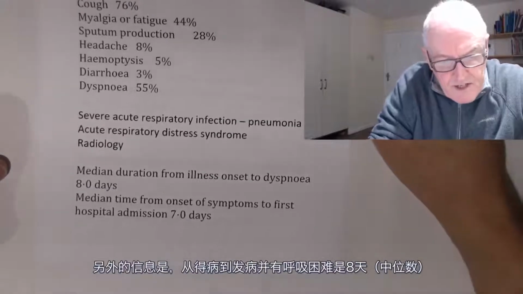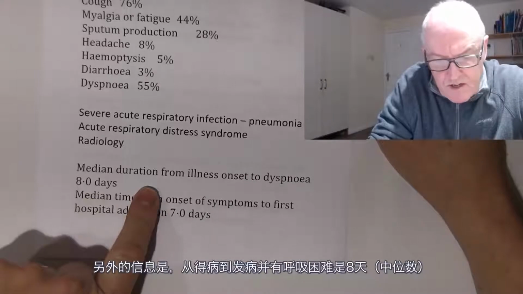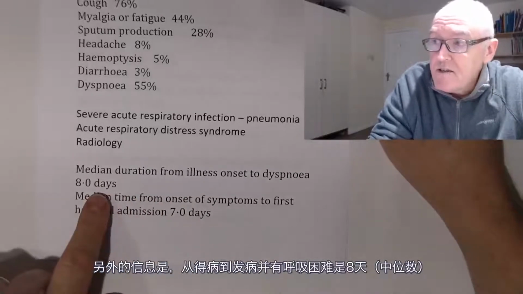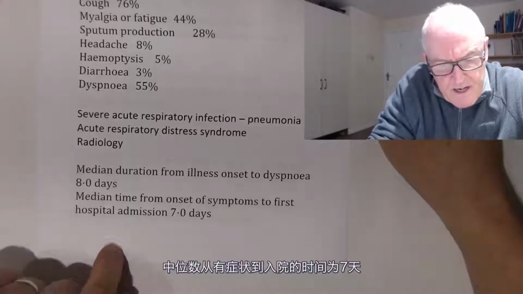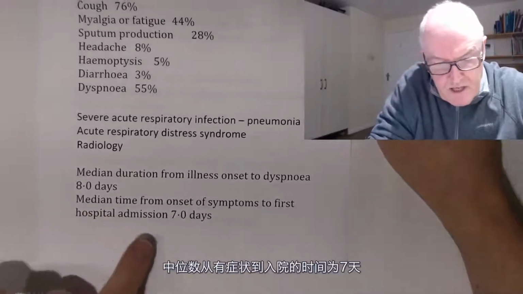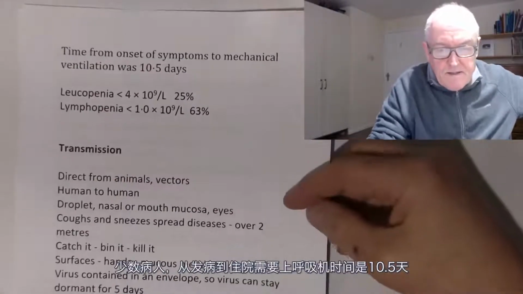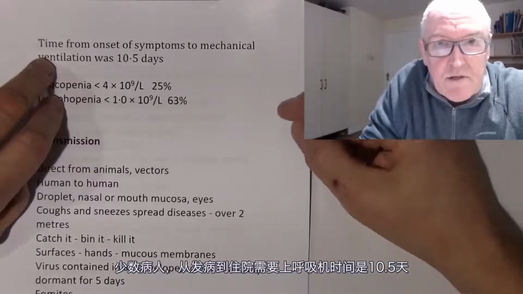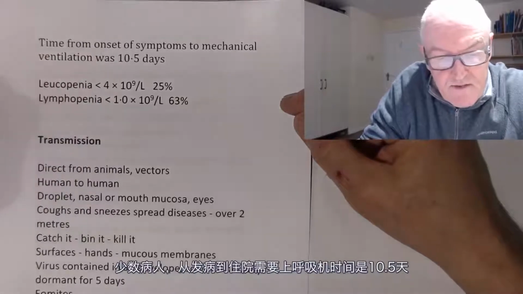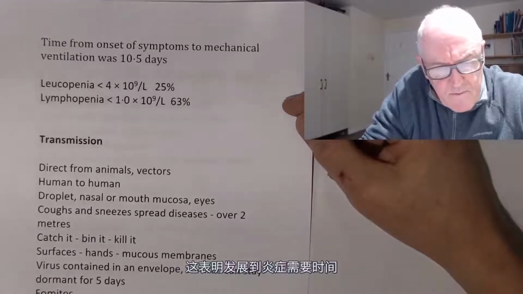Now, other information that's recently been gleaned about this virus is the median duration from illness to the onset of dyspnea is 8 days. So it seems to take some time for the inflammation in the lungs to develop. And the median time from onset of symptoms to first hospital admission in China, the Chinese data, was 7 days. The time from the onset of symptoms to patients that needed mechanical ventilation, which thankfully was the minority of patients, but that was 10.5 days. Again, to me, this indicates it's taking time for the inflammation to develop.